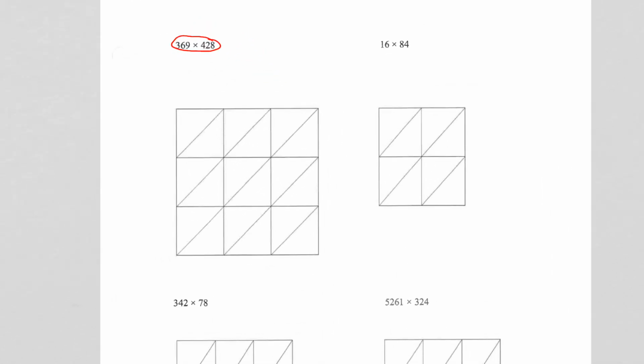What about a 3x3? So now it doesn't matter where I put my numbers because it's the same size. So I can do 369 times 428. And we just multiply. So 9 times 4 is 36. 6 times 4 is 24. 3 times 4 is 12. 9 times 2 is 18. 6 times 2 is 12. 3 times 2 is 6.